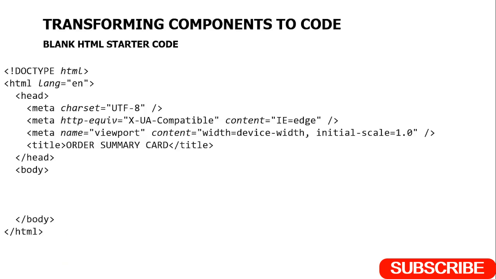Okay, so let's proceed. Now we want to see how we transform these components into code. If you are familiar with a blank HTML starter code, if you have been following our series, this code should be familiar. This is what a blank HTML code looks like. You have the header part, and then you have the body. Inside the body is where we write all our code. Right now you can see inside here it is still blank. It has nothing. So we want to see how we transform all that you have extracted above, how we bring it to life in the code.